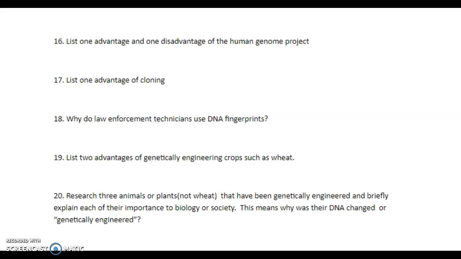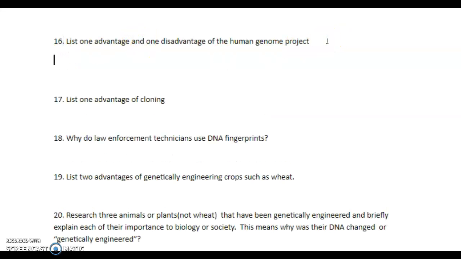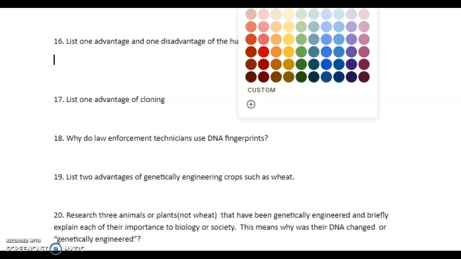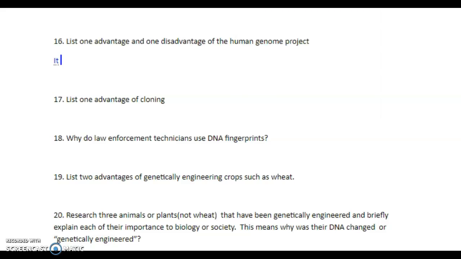16 says, list one advantage and one disadvantage of the Human Genome Project. Well, one advantage would be it can be used to diagnose genetic disorders. Which could also be the disadvantage, because if you know that maybe you have a gene for something like Huntington's disease, which is a rather devastating illness, but you're perfectly healthy now, you might not want to know that 30 years from now you're going to have Huntington's disease.